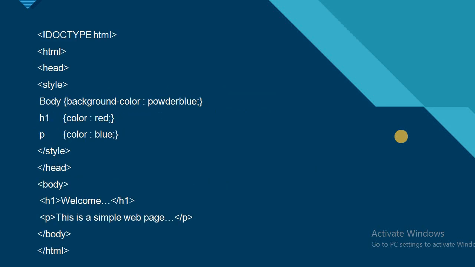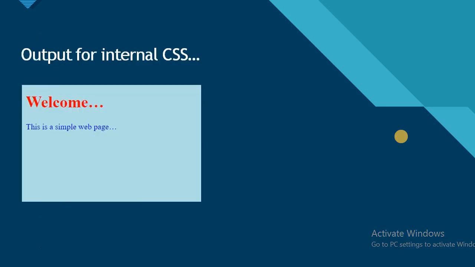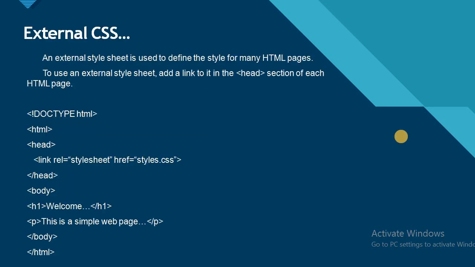Here we are assigning the body background color as powder blue, then h1 color should be red, and the paragraph color should be blue. Within this style tag we are assigning styles in the head section, and this style should be applicable to the specific HTML page.